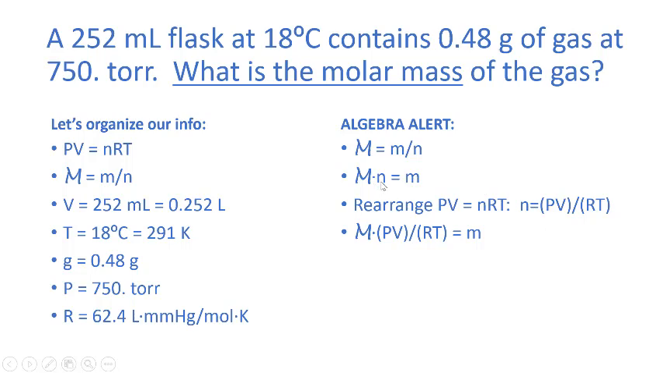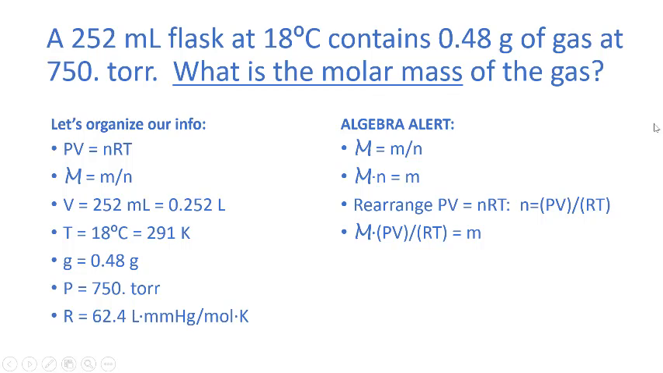So instead of n, I've switched out with what n is equal to, PV over parentheses RT. So this equation here is still true. Molar mass times pressure and volume divided by parentheses R and temperature is going to be the same as mass. I hope you can see what we're trying to get at here. We're trying to get this molar mass, italic capital M, all by itself, because that is what the question is asking. What is the molar mass of the gas?